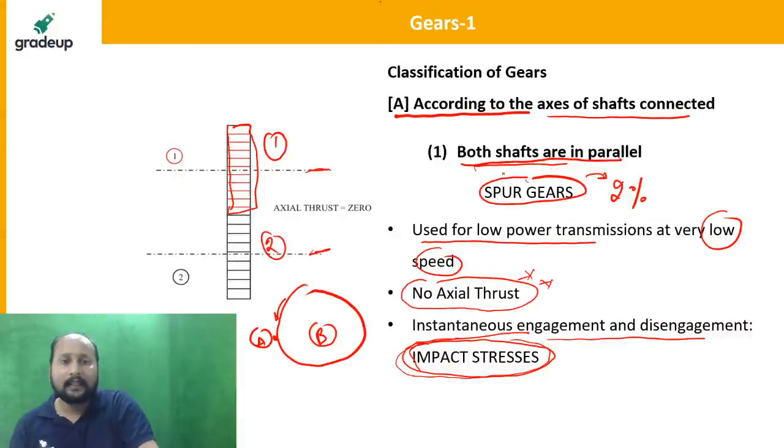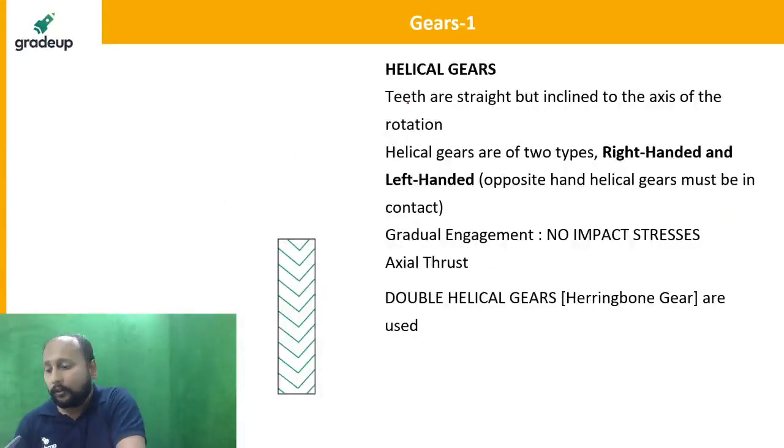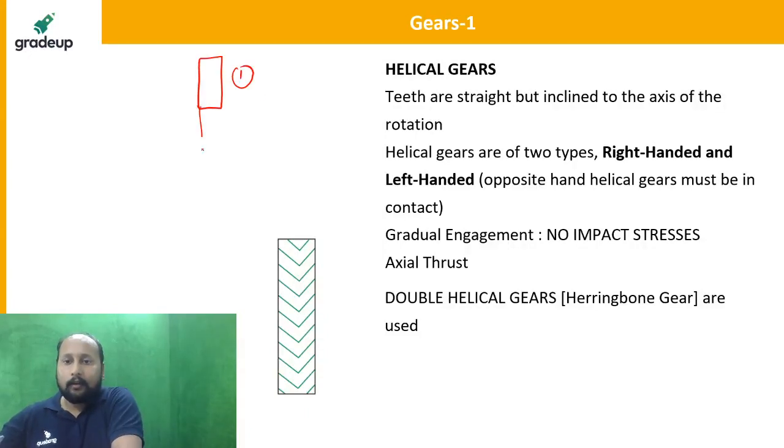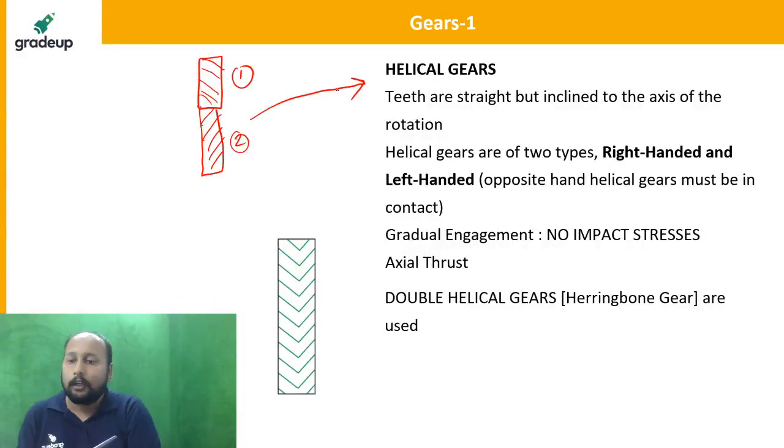Now we take the same criterion, whether the shafts are parallel. Now helical gears. What is a helical gear? When we have gear number 1 and gear number 2, the teeth will not be parallel. They will be inclined teeth like this. This type of gear is known as a helical gear. Now, what is the basic advantage of using a helical gear? Anyone?